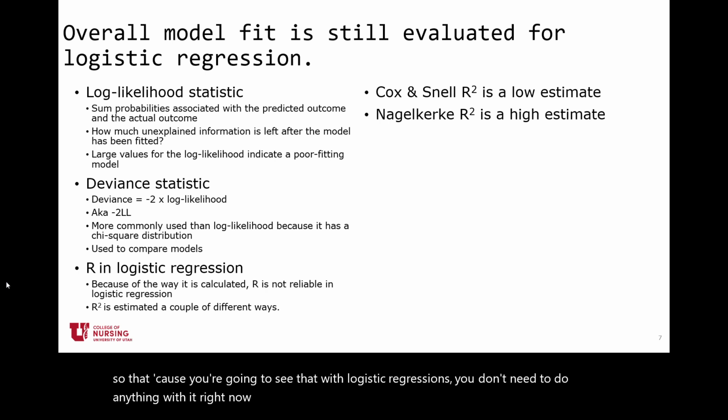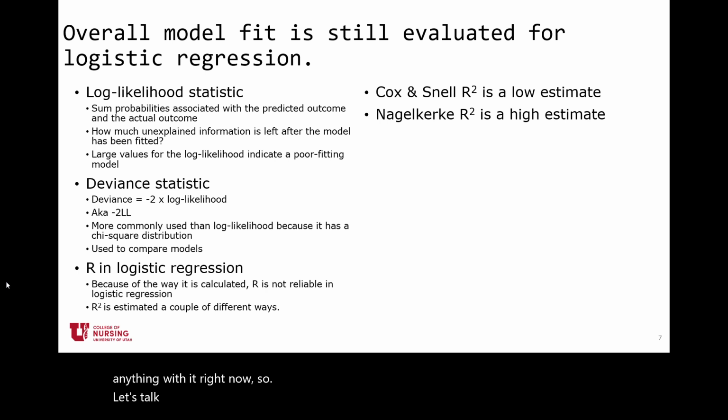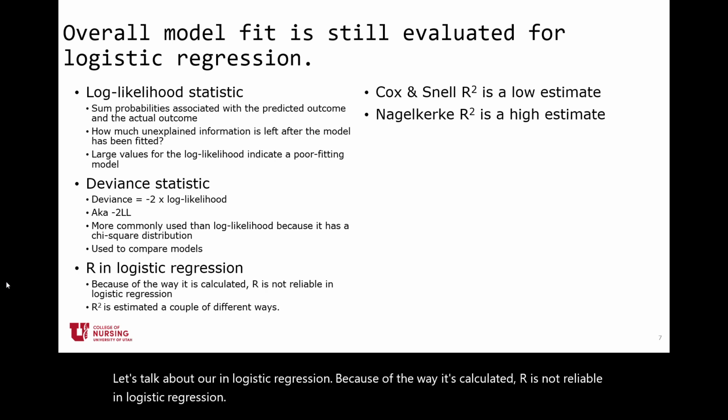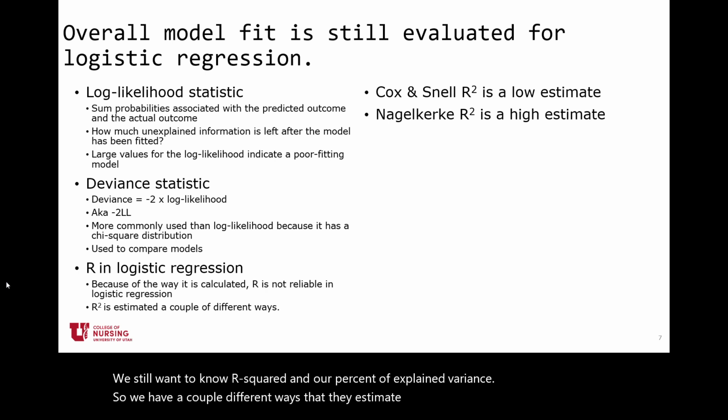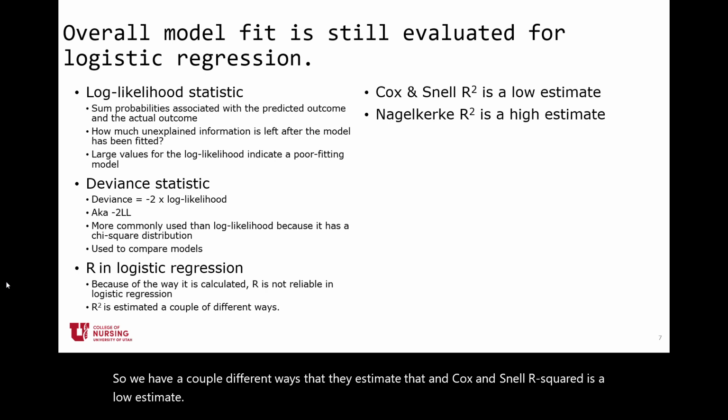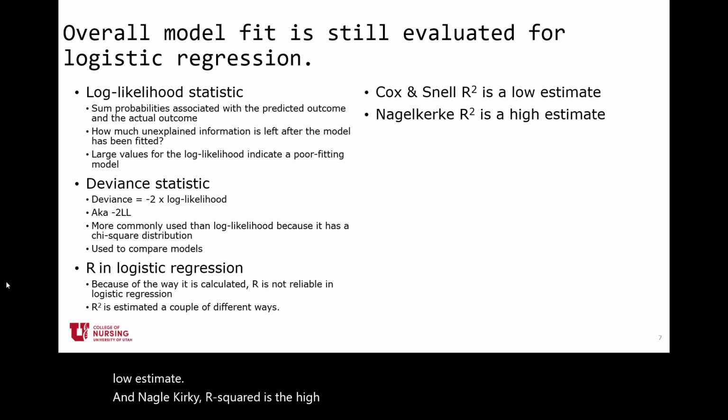So let's talk about R in logistic regression. Because of the way it's calculated, R is not reliable in logistic regression. We still want to know R squared and our percent of explained variance. So we have a couple different ways that they estimate that. Cox and Snell R squared is a low estimate, and Nagelkerke R squared is a high estimate. We're not going to get too much into it.